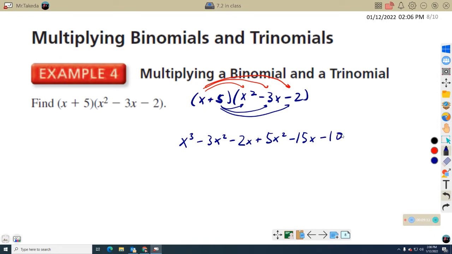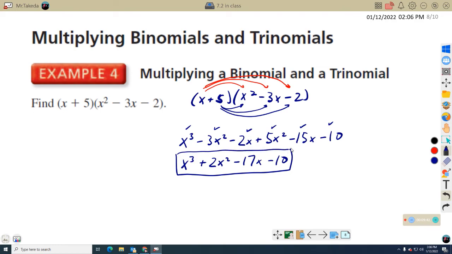And then collecting like terms, you've got to be a little bit more careful. X cubed, that's going to be our leading term. Negative 3x squared and positive 5x squared would be 2x squared. Collecting like terms, negative 2x and negative 15x would be negative 17x. And that leaves the constant negative 10 by itself at the end. Okay.